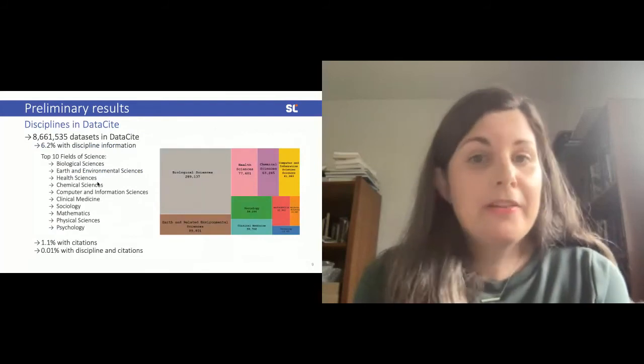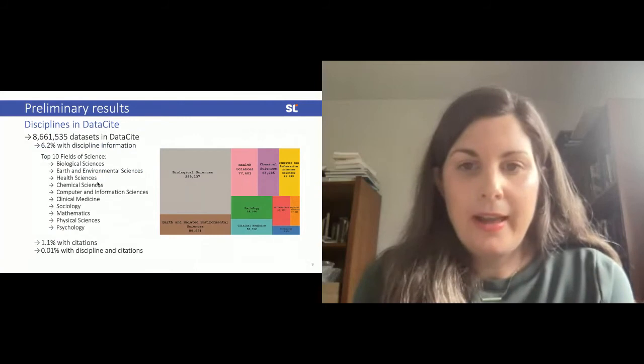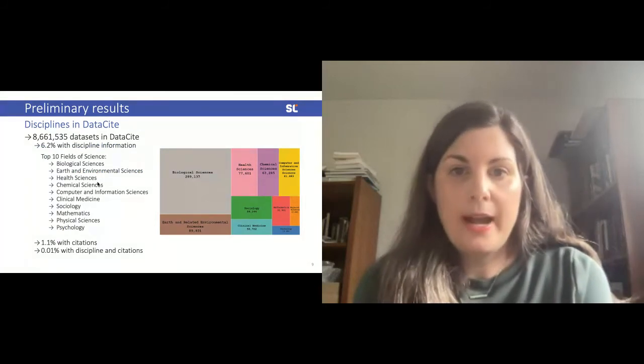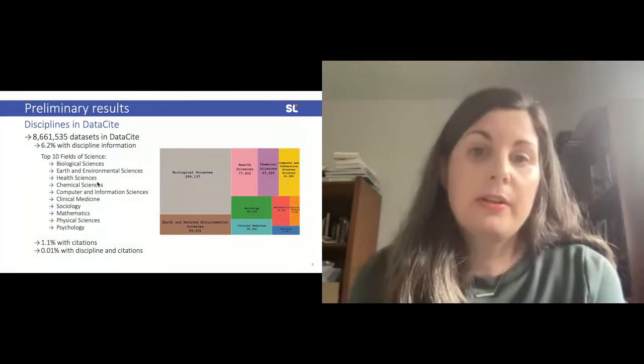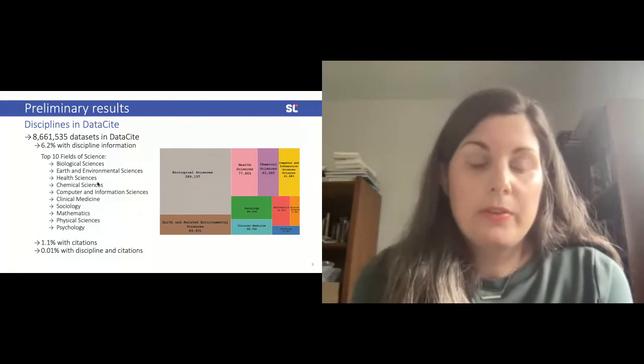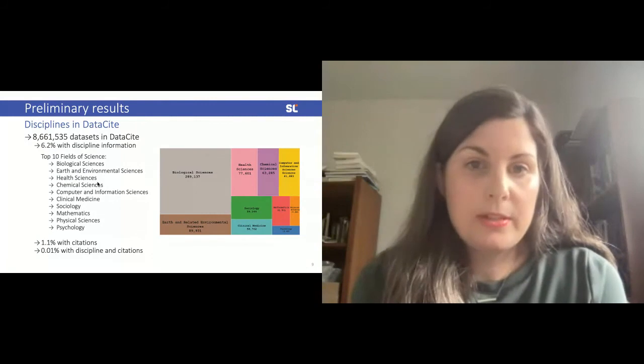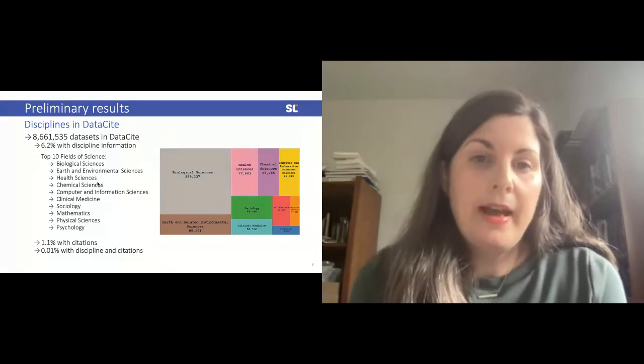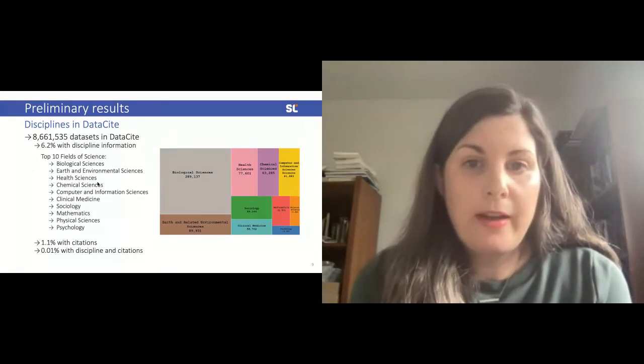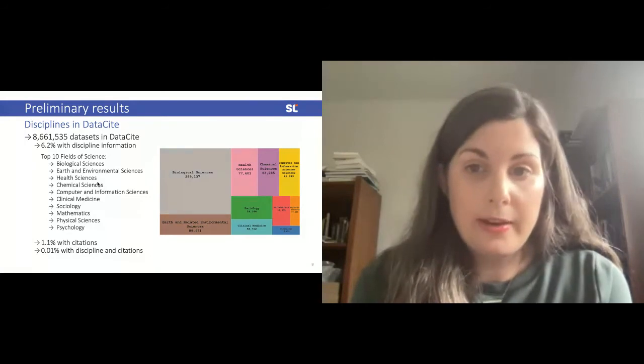And here are some very, very preliminary results. Anton, our postdoc, has started to analyze the data sets that are currently in DataCite. Out of all entities that are in DataCite, 8.6 million are data sets, and only 6.2% of those have some discipline information in their metadata.